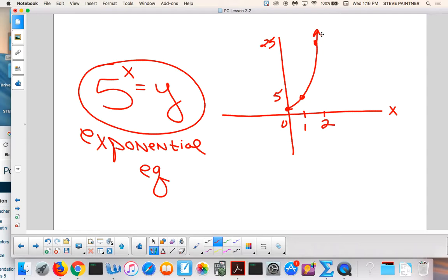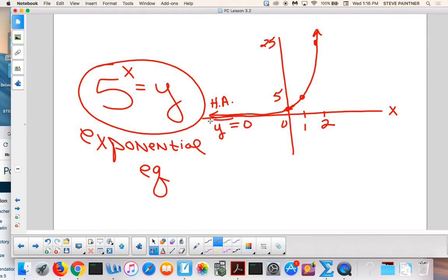And that's how it looked. It was called exponential what? Growth. But as you move this way, does it cross that x-axis? No. It rides out on the x-axis. That's called the horizontal what? Asymptote of what? Not x.